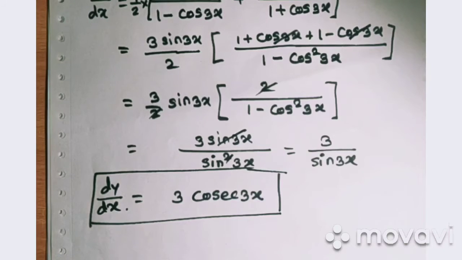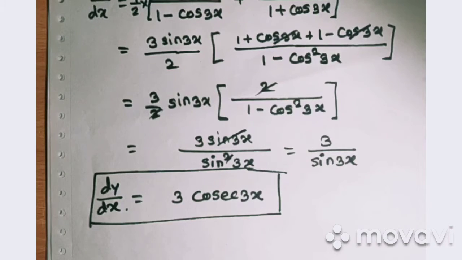Next, students, similar examples are there in the exercise. You try them on your own. The 14th example is log of under root of 1 plus cos of 5x divided by 2 divided by 1 minus cos of 5x divided by 2. Also the 15th example is similar to this 13th example. The 14th and 15th you have to try on.